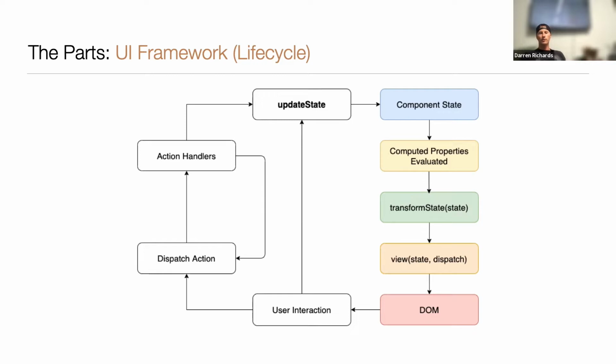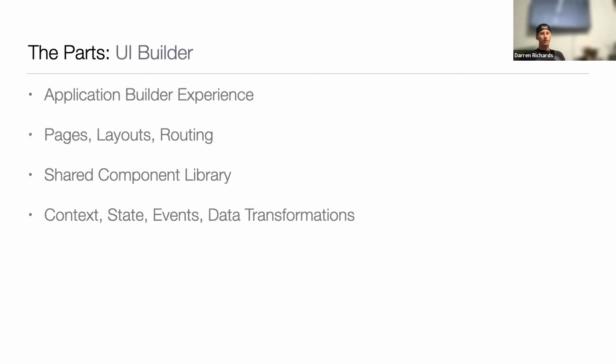It'll update the component state. It'll go through a little process of evaluating properties. It'll run your transform state, which ultimately ends up in your view, which is just a function of state and your properties. And then you get some helpers in there as well, such as dispatch and a couple other things. So we'll look at that more when we dive into the code.